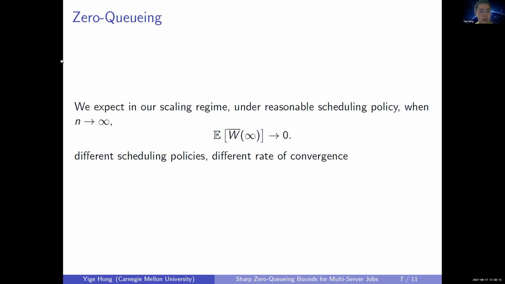Under this scaling regime, we expect that under most reasonable scheduling policies, as n goes to infinity, the mean waiting time should converge to 0. So the question is, what is the rate of convergence? The rate of convergence can depend on the policy, and our analysis will concern the rate of convergence of the mean waiting time of different scheduling policies.